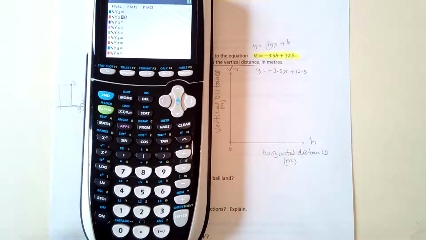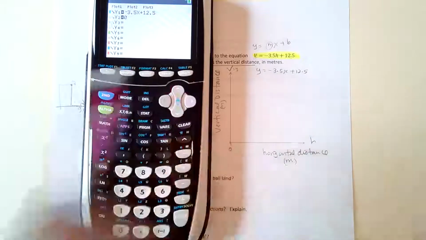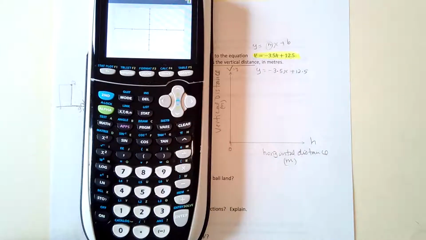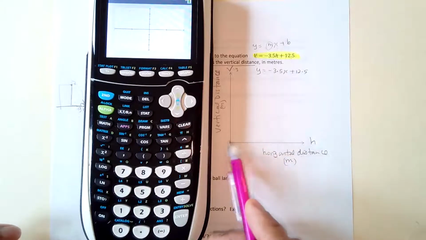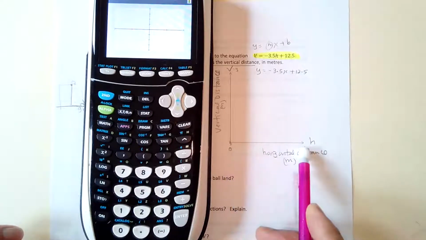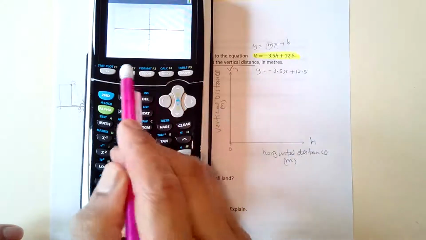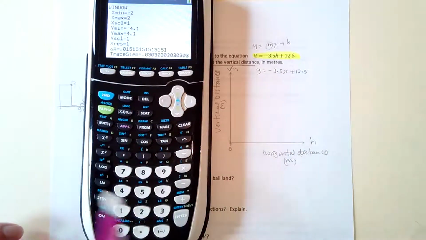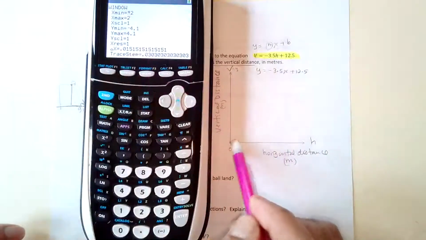So remember my negative here, not the subtract sign there, 3.5x plus 12.5. Now, notice I see nothing. But remember my graph here, I'm starting from 0 here. Right? So I'm going to go to my window, and I'm going to change my x minimum here to 0.